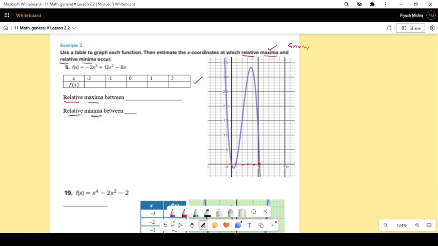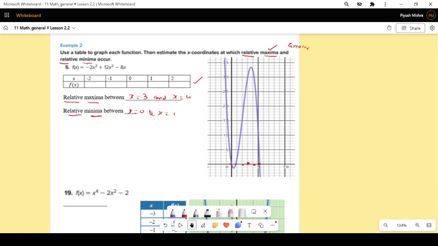So where is the relative minimum? The relative minimum is coming between 0 and 1. So you will write between x is equal to 0 and x is equal to 1. In the same way for the relative maxima, if you see, this is 3 and this is 4. So you will write x is equal to 3 and x is equal to 4. The maximum is the upper peak and the minimum is the lower peak. I hope you have understood. Coming to the next question.